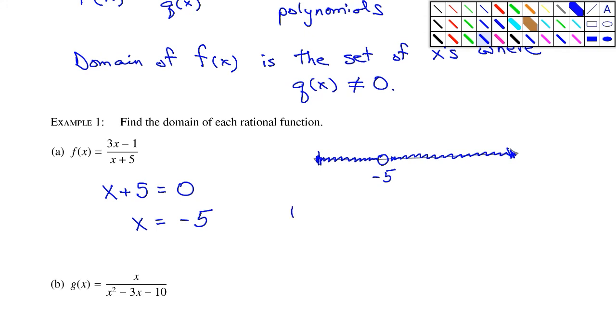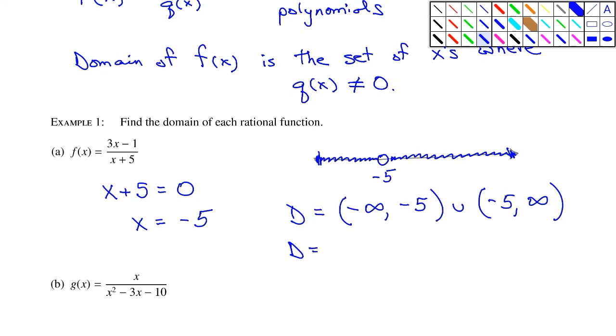And if I write the domain in interval notation, then it goes from negative infinity to negative 5, union negative 5 to infinity. And if I write it in set builder notation, it'd be the set of x's such that x is not equal to negative 5. That's the domain. That's the set of x's that we can use inside this function.